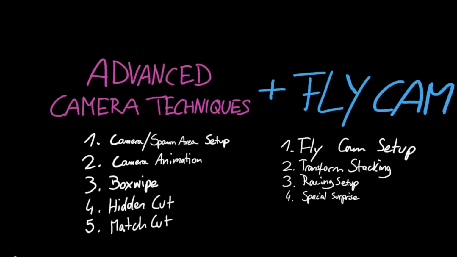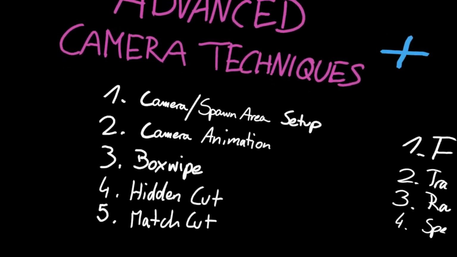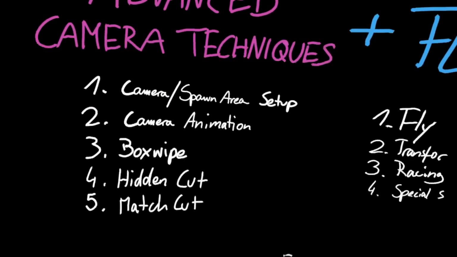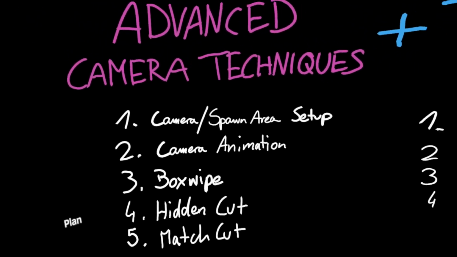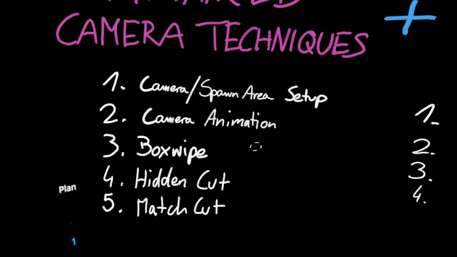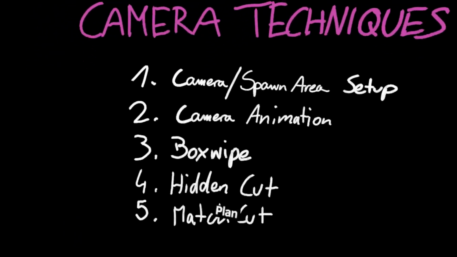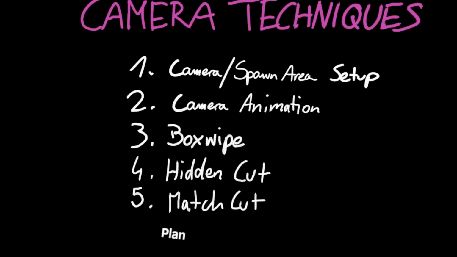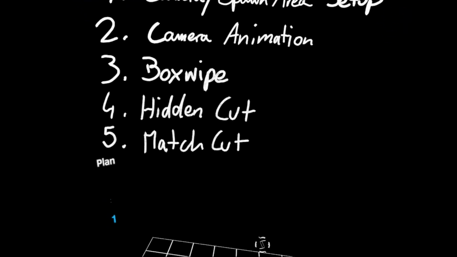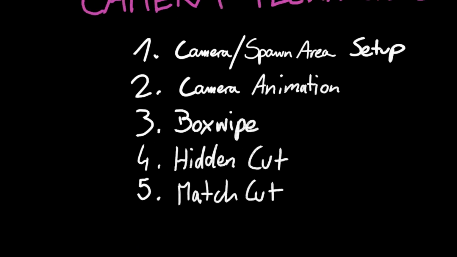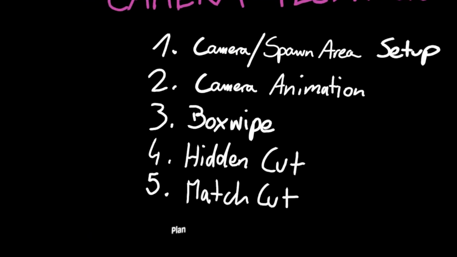The things we're going to go over in terms of camera techniques are, first of all, the basic camera setup. I have a very specific way I set up my cameras and my spawn areas to work with. Then the camera animation, what you need to know and what to look out for. Then the so-called box vibe that we use for Soda Island, the hidden cuts, how to hide your cut without having to use the box vibe, and how to actually set up a match cut.